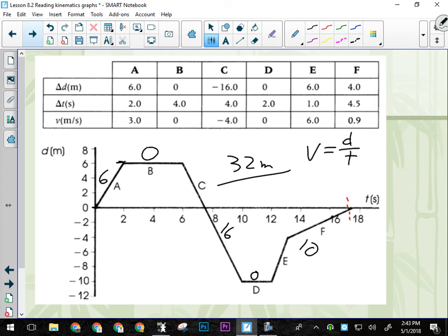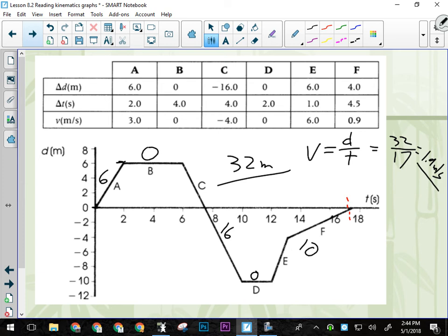Okay, did I already calculate D? Right, the total distance traveled is 32 meters. How long did that take? We said it ended here at 17 seconds. 32 over 17, that would give us our speed, 1.9 meters per second.